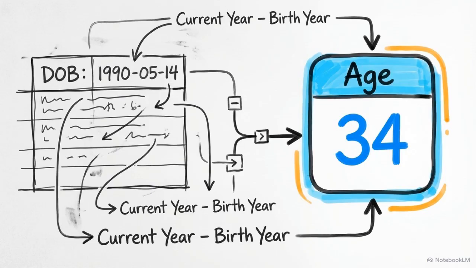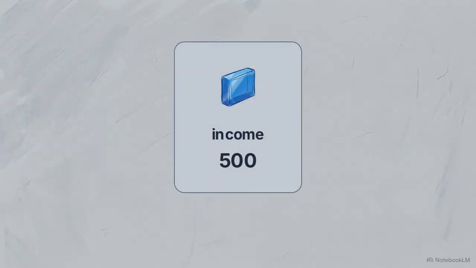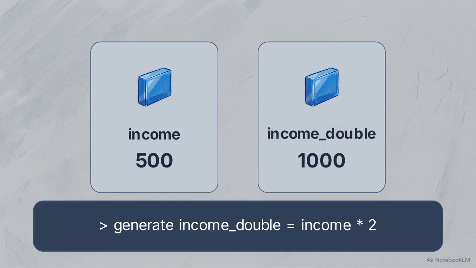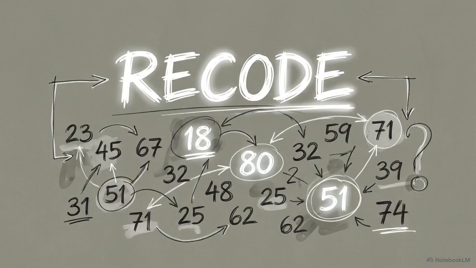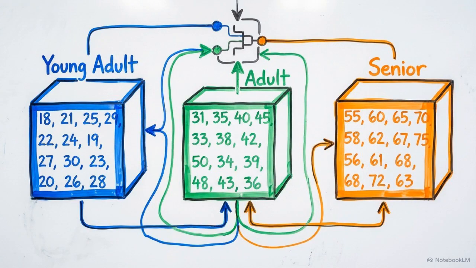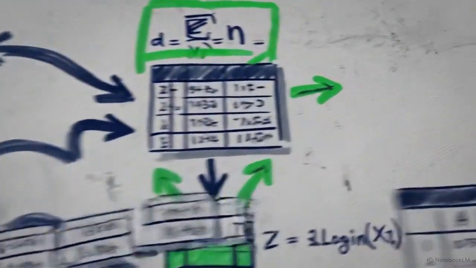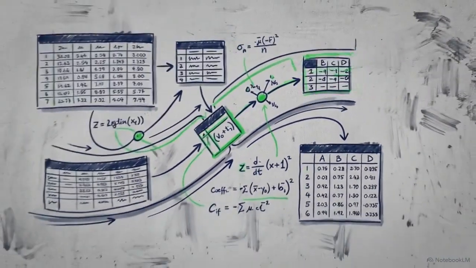Sometimes, raw data doesn't directly answer your research question. You may need to mathematically transform existing variables to create a more useful metric. To do this, we use the generate command. For example, typing generate income underscore double equals income multiplied by 2 creates an entirely new column based on your existing data. You can also use the recode command to simplify your data. This takes a continuous variable, like age, and groups it into specific categories like young adult or senior. This entire process of cleaning and transformation is how you turn a raw spreadsheet into a set of testable research questions.